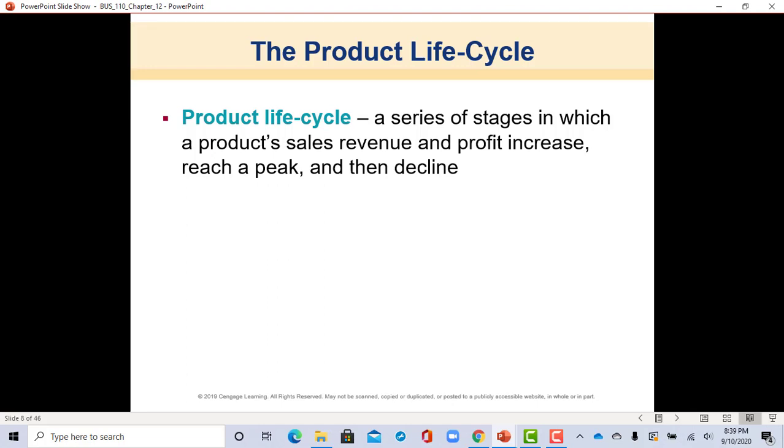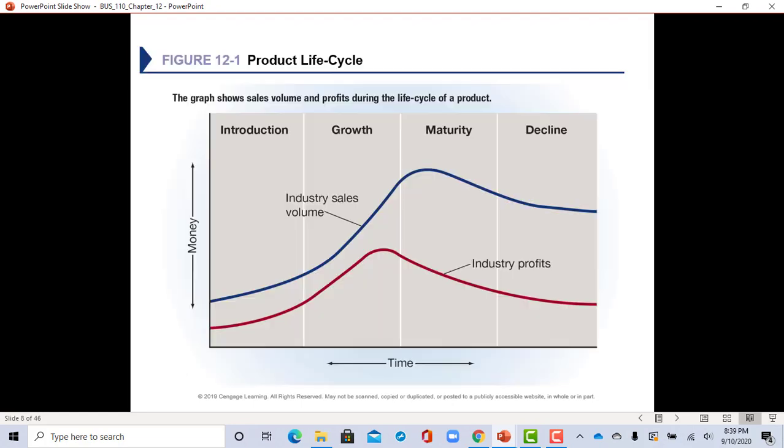Products are like people. They are born, they live, and they die. A firm must be able to launch, modify, and delete products in response to changes in the product life cycle. This is what a product life cycle looks like. First, we have introduction, then growth, then maturity, and then eventually decline.